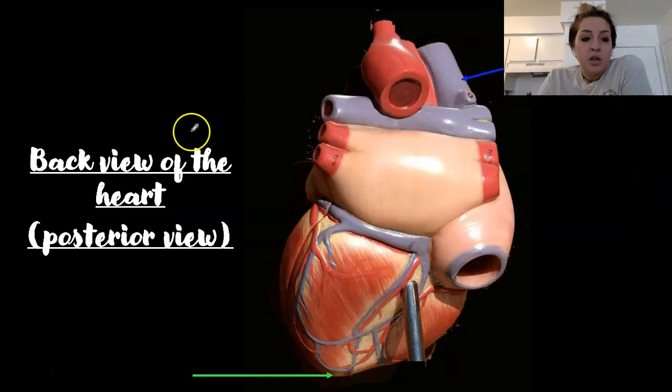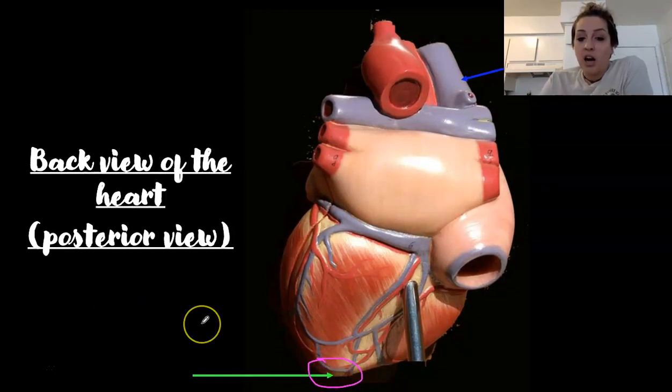Okay. So the posterior view of the heart, so the back of the heart. Again, we just went over what this green arrow is pointing to. Can anybody remember what the name of that is called? That is known as the apex of the heart. So that's the point, the very tip of the heart. This blue arrow up here at the top is pointing to your superior vena cava.